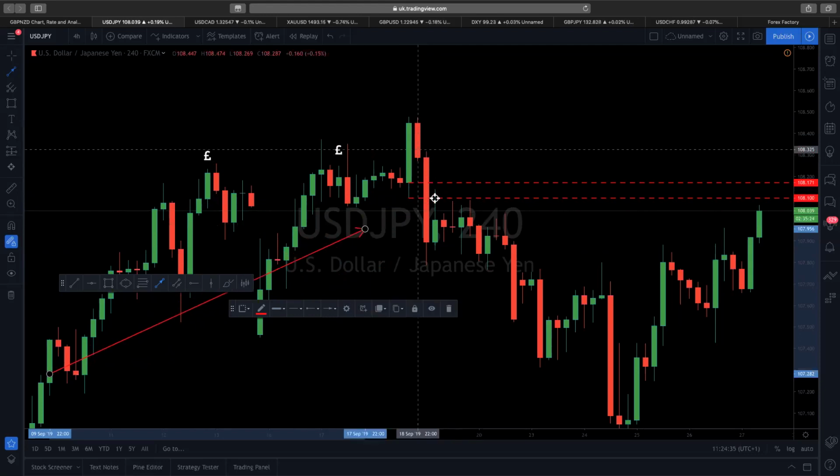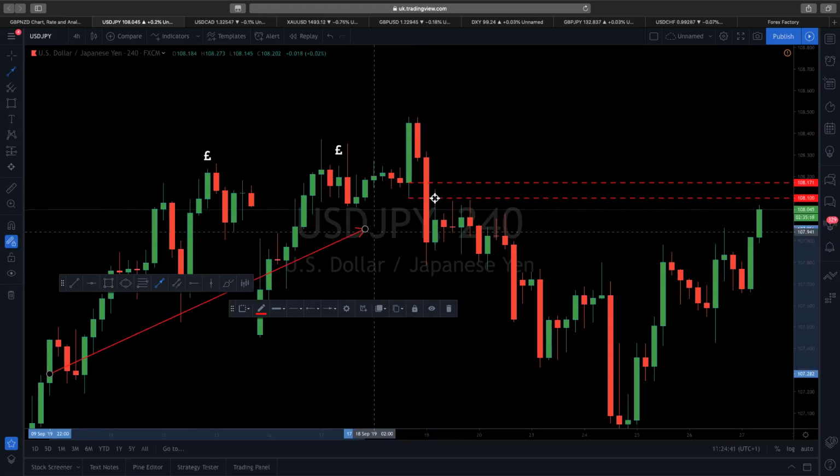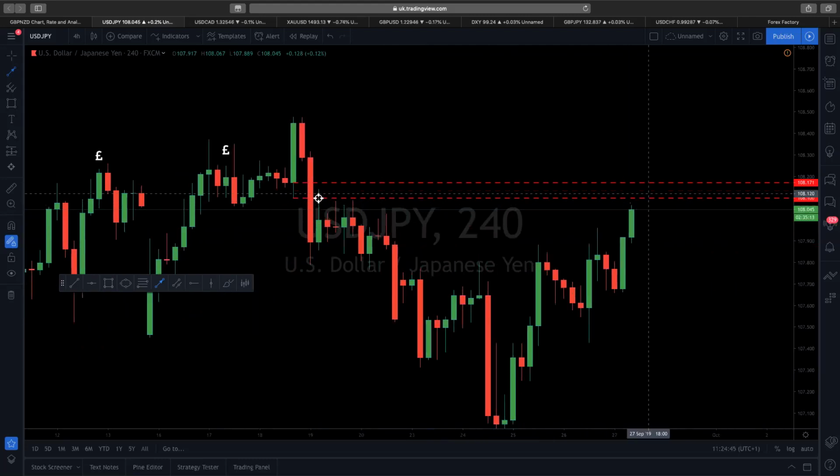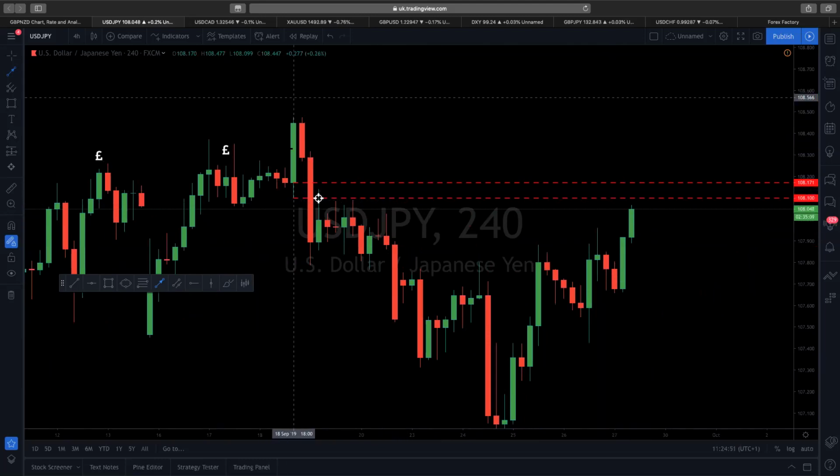At this point here, you put a line on the body and on the wick. On the wick and on the body. So you can see that price is coming back again. USD JPY is coming back to that point again. Mitigate. They want to mitigate out of this position.